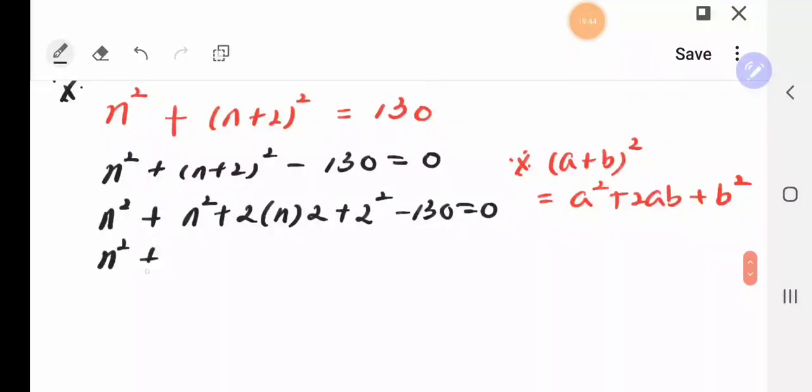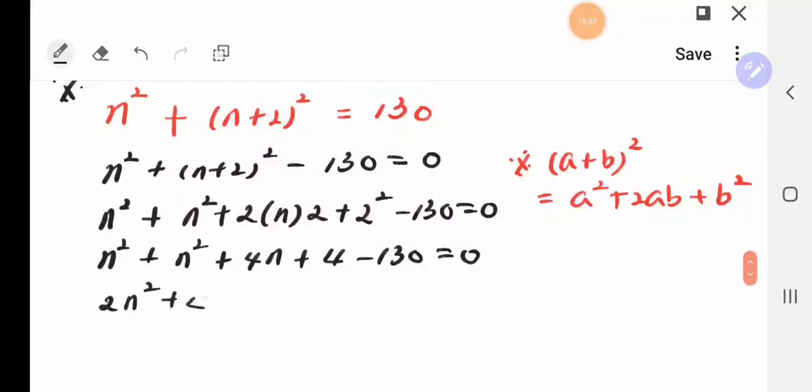Then n squared plus 4n plus 4 minus 130 is equal to 0. Okay, now combine the like terms. So 2n squared plus 4n minus 126 is equal to 0.